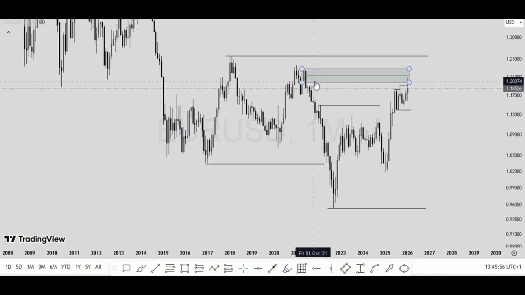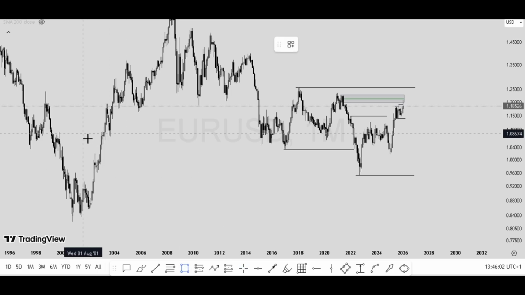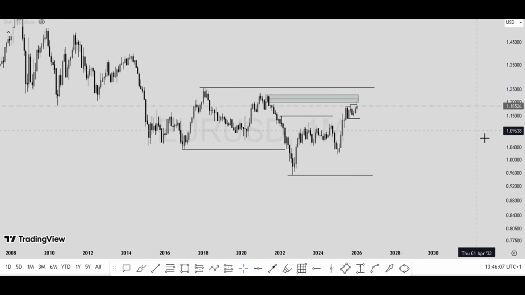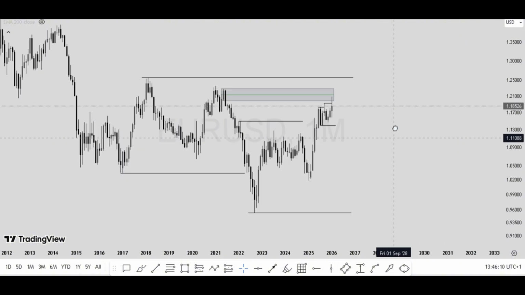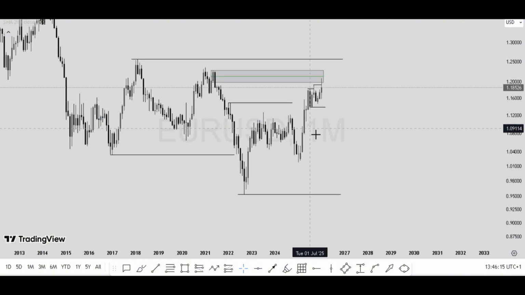This is a very, very critical level. If you also look at it, this is a very strong support and resistance level for this market. So probably any moment from now we can start seeing continuation of bearish momentum in EUR/USD. But this is not just going to happen in a day.